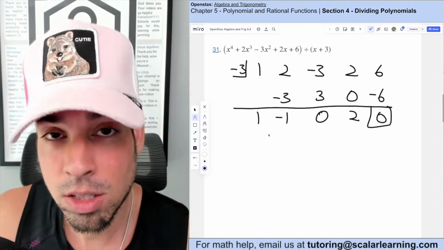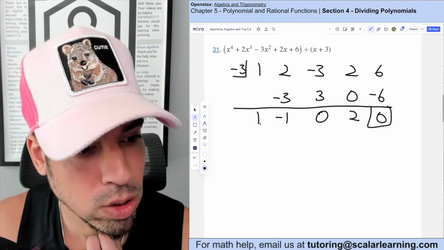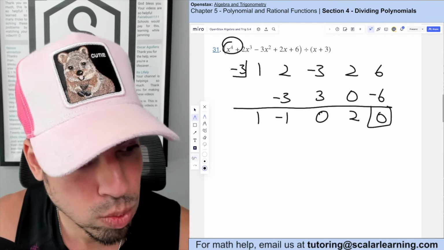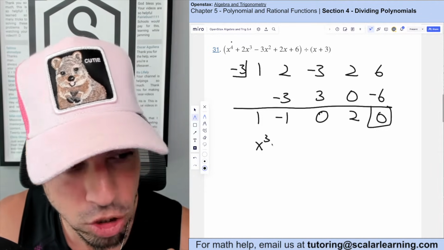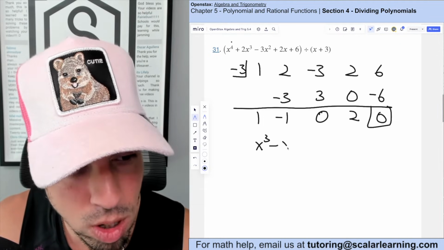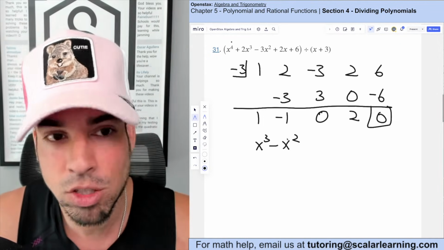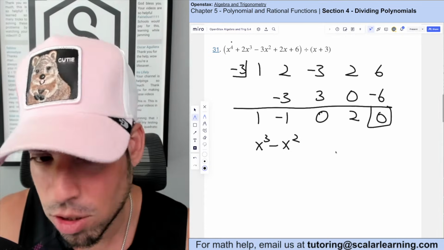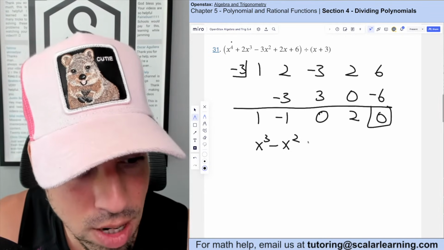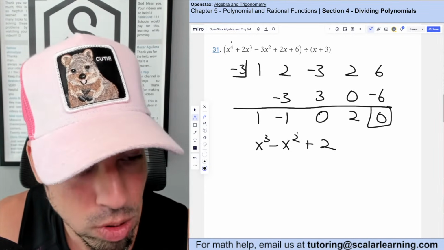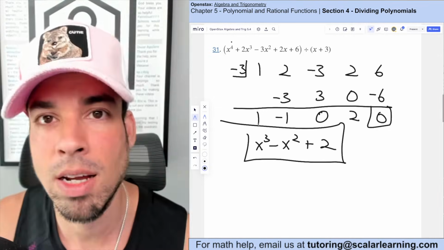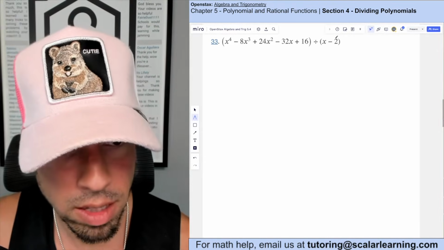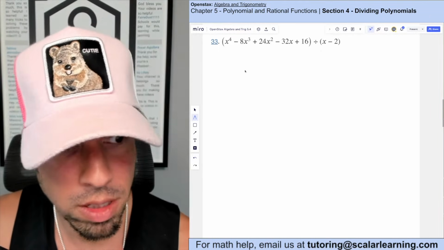And now we list our final polynomial, starting with the third degree, right? That's 1 less than the beginning polynomial. So 1x cubed, or I can just write x cubed, minus 1x squared, or I can just write x squared, right? Plus 0x, don't have to write that. And then 2 is our constant, so we just put a 2 there. And since there's no remainder, this is the answer. Boom, done.